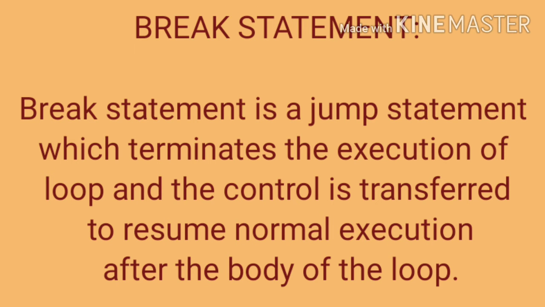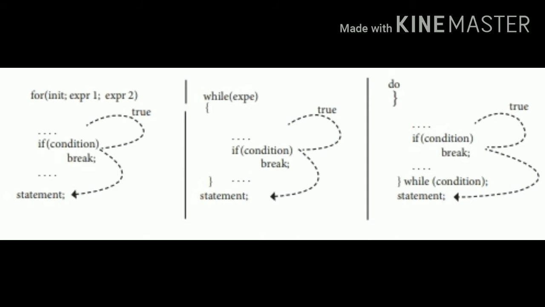The next jump statement is break, which is mainly used to terminate the execution of the loop, and also control is transferred to resume the normal execution after the body of the loop. The statement is used in different looping statements, that is for loop, while loop, do while loop, whatever may be. Okay. This is the example for using different looping statements.